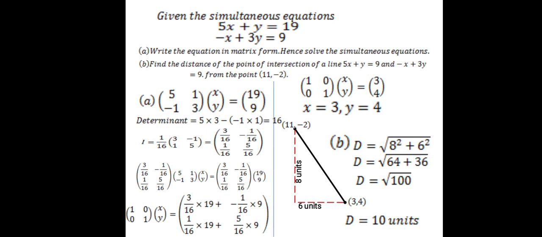Now, our points form a hypotenuse to the units we have just named, which means we can use the Pythagoras theorem to find the distance between 3, 4 and 11, negative 2. This is squaring 8, squaring 6, and getting the square root. We get that the distance is 10 units.